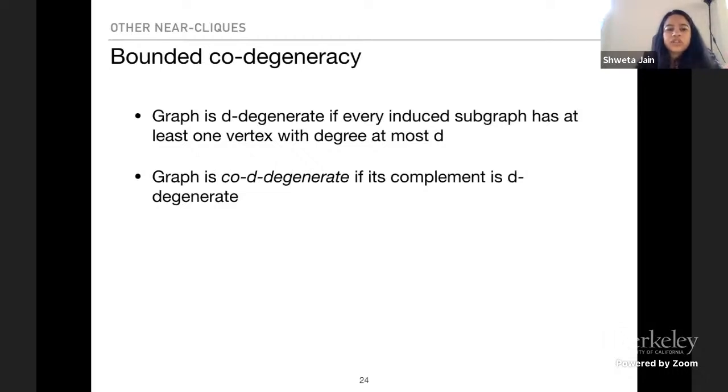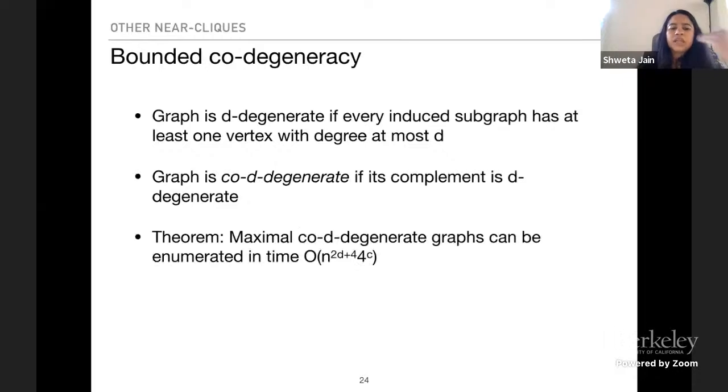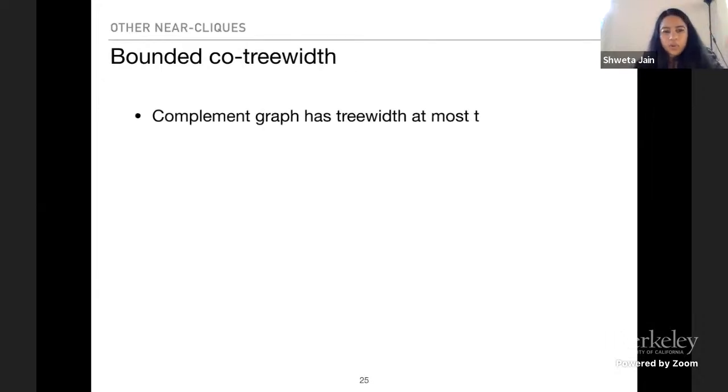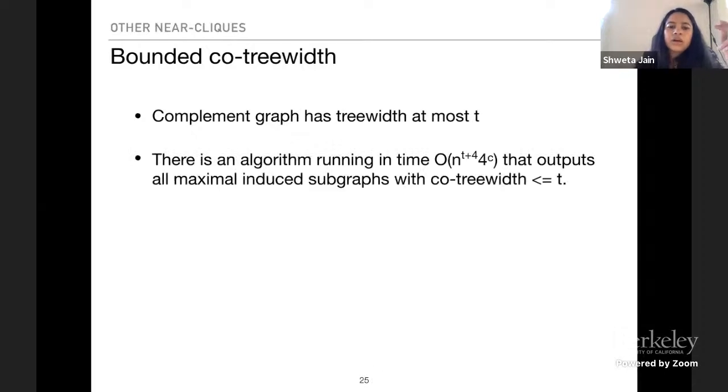And we also show that enumerating co-d-degenerate graphs is possible. So a graph is d-degenerate if every induced subgraph has at least one vertex with degree at most d. And so a graph is co-d-degenerate if its complement is d-degenerate. And what we show is that maximal co-d-degenerate graphs can also be enumerated in time n to the 2d plus 4 times 4 to the c. Similarly, we show a result for bounded co-tree width. We showed that they can be listed in time n to the t plus 4 times 4 to the c, where the co-tree width is at most t.